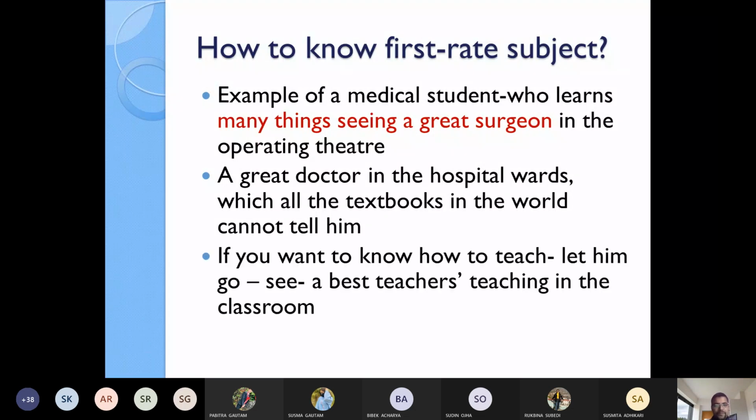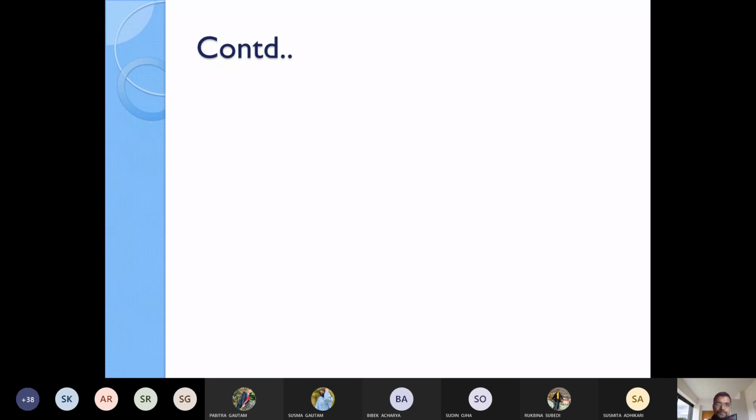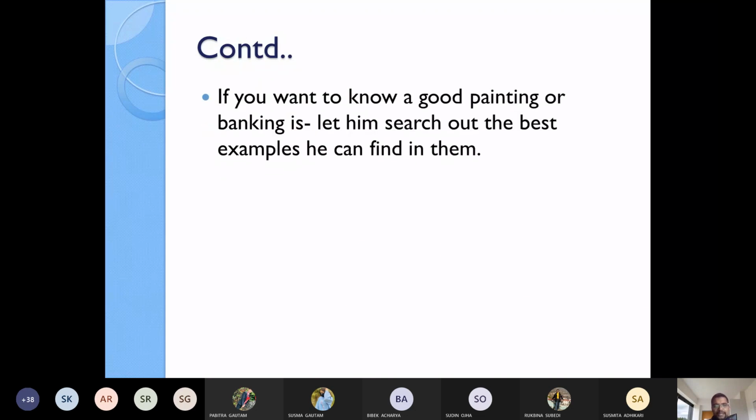If you want to teach, if you want to become a best teacher, go and see a best teacher's teaching in the classroom. What you have thought and what you have seen makes the difference. And that is the first rate subject that you need to choose. If you want to know about a good painting, or you want to be a good painter or a banker, source the best examples around you so that you can do it. And this is the first choice. And this is the learning.